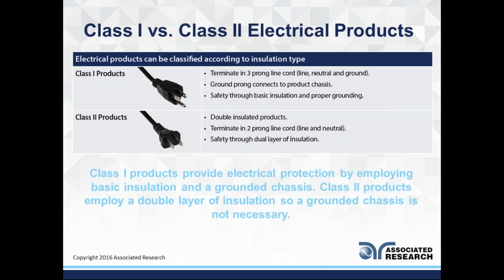Class 1 versus Class 2. Again, most people watching this webinar are here because they have a Class 1 product. It terminates in 3 prongs: line, neutral, and ground. The ground prong, somewhere along your product, is connected to the chassis. That way there's a path for that fault current to travel back to the source or back to ground. Class 2 products obviously use double insulation. So we're going to be focusing on Class 1 products. They provide electrical protection by employing basic insulation, and the second way of protecting you is having a grounded chassis. So it's a double layer of protection.